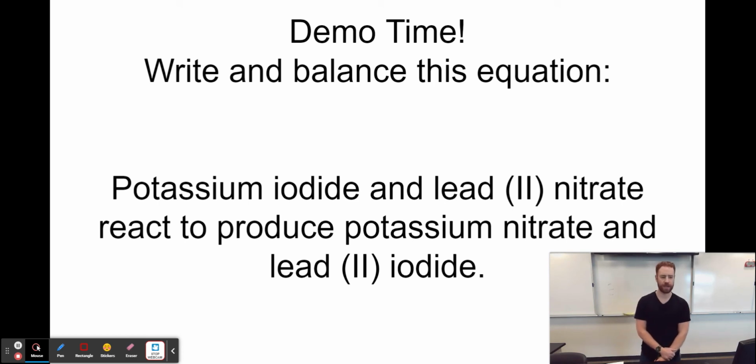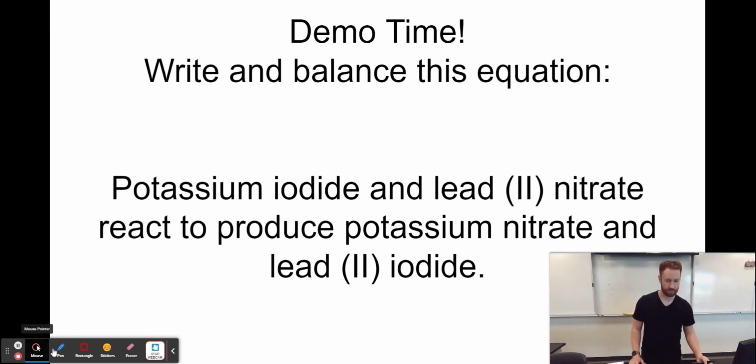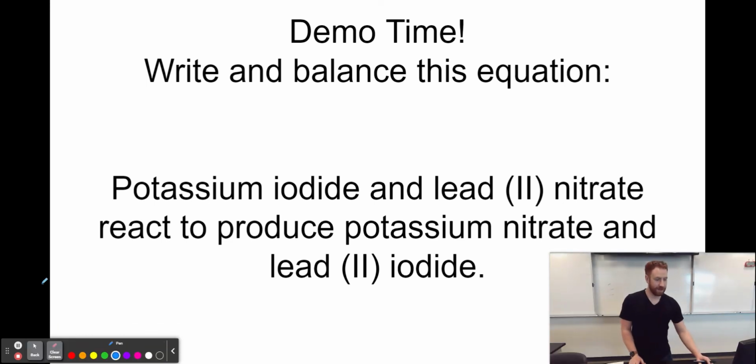Here is our example of a double replacement reaction. So please go ahead and pause the video, write this out. It's going to take a little bit, but pause the video, write this out, and balance it. Press play when you're ready. Okay, I hope you're ready.